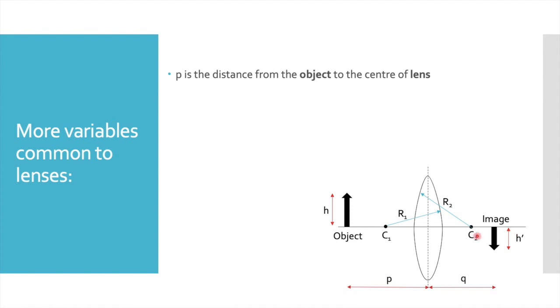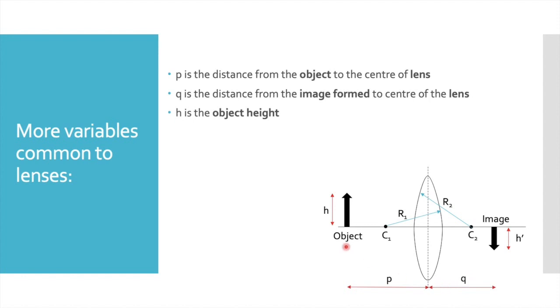But moving on, P is the distance from the object to the center of the lens, which is right over here. Q is the distance of the image formed from the center of the lens, which is right over here. H is the height of the object, and yep, you guessed it, H prime is the height of the image. M is the lateral magnification of the lens.